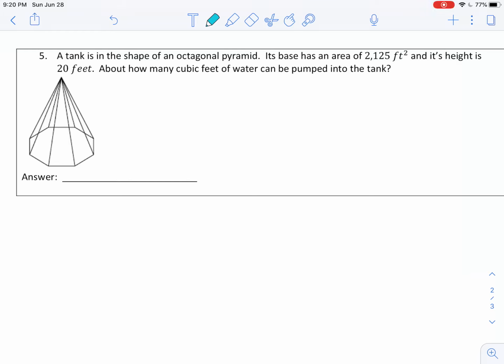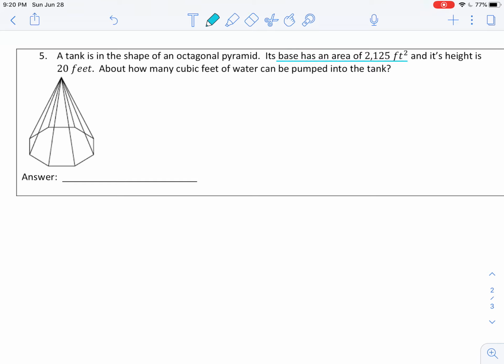Last example, so short notes because there's not a whole lot we can do other than make things way more complicated, which we're not going to. So we have a tank that's the shape of an octagonal pyramid. Again, I don't know why anyone would ever want this, but it could be done, and so here's what you could do with it. Then it says its base has an area of 2125 square feet.